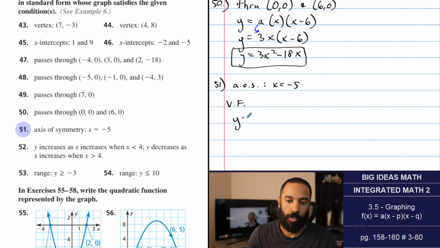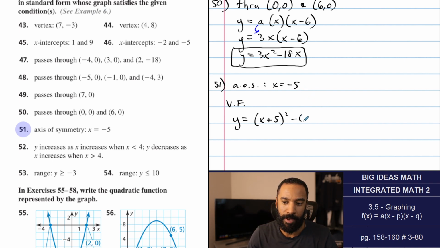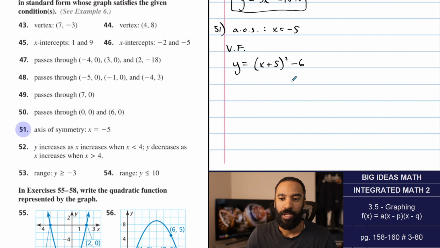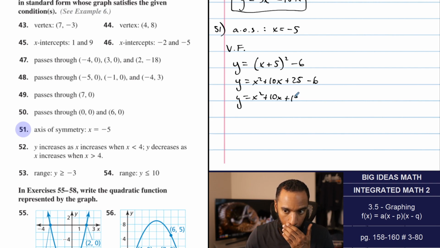So let's say I did y equals, I'm going to choose 1 as my a. So a times x minus h, so plus 5 squared. You can make your k whatever you want. I'm going to make it minus 6 plus k, like that. So this is a version. So we'll have x squared plus 10x plus 25 minus 6, or x squared plus 10x plus 19.